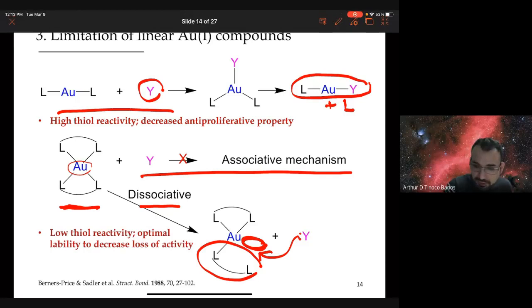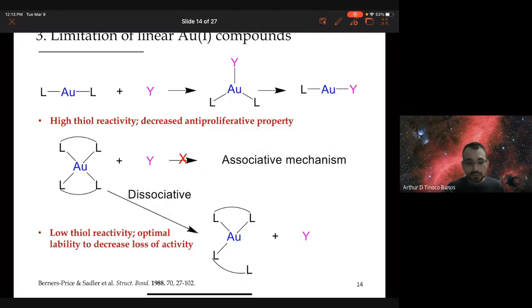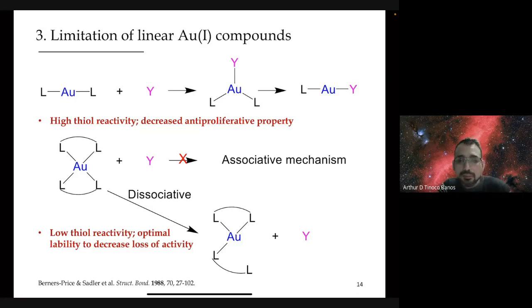All right, so let me clear that up so you can see the take-home messages. The linear gold compounds have a high thiol reactivity, thus decreased antiproliferative properties, whereas with the use of other types of ligands that are chelators, you have a low thiol reactivity and optimal lability to decrease loss of activity.